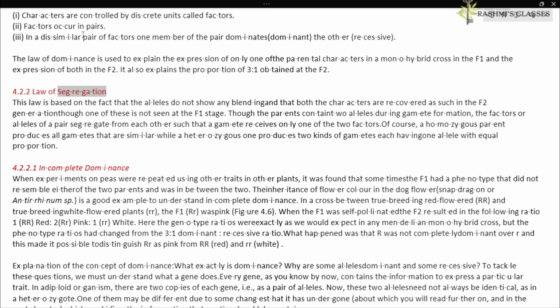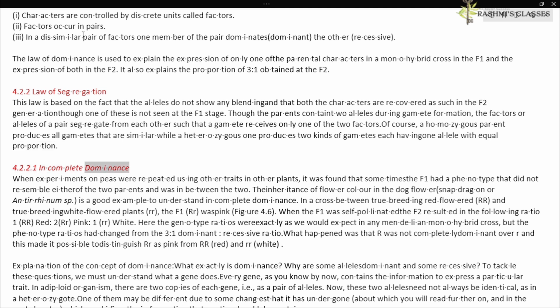4.2.2 Law of Segregation. This law is based on the fact that the alleles do not show any blending and that both the characters are recovered as such in the F2 generation, though one of these is not seen at the F1 stage. Though the parents contain 2 alleles, during gamete formation the factors, or alleles, of a pair segregate from each other such that a gamete receives only one of the 2 factors. Of course, a homozygous parent produces all gametes that are similar, while a heterozygous one produces 2 kinds of gametes, each having an allele in equal proportion.